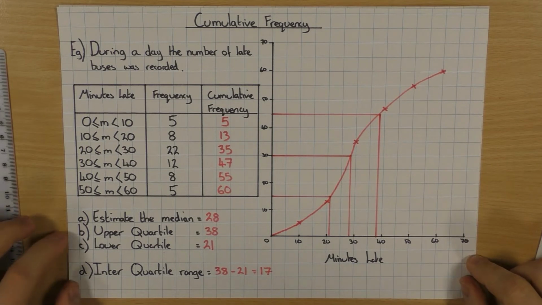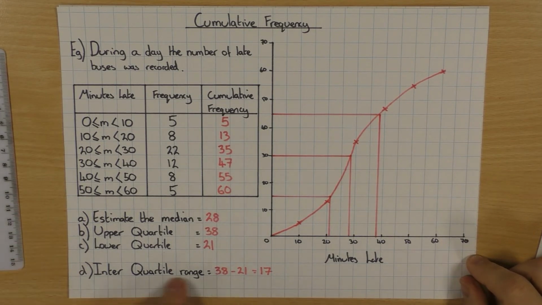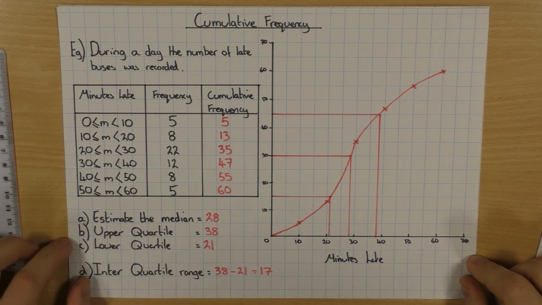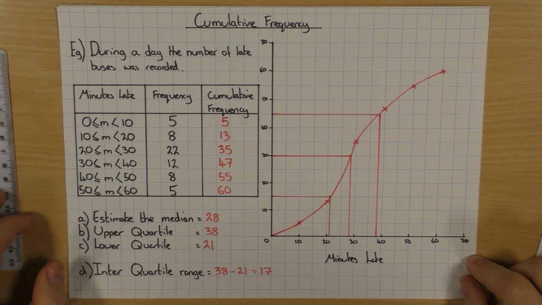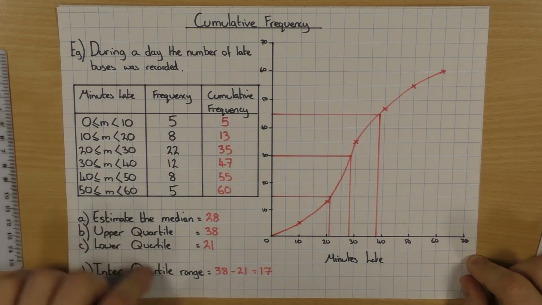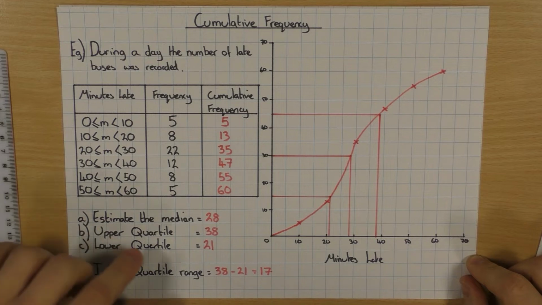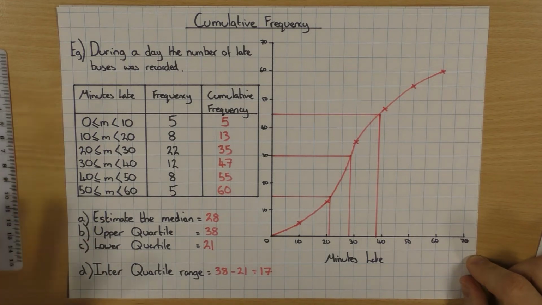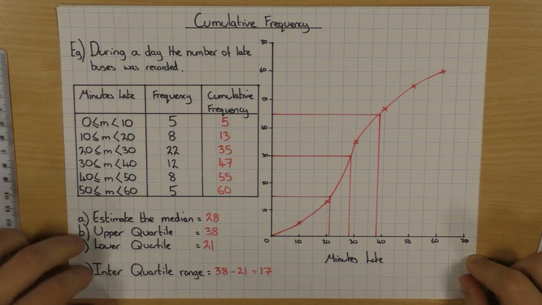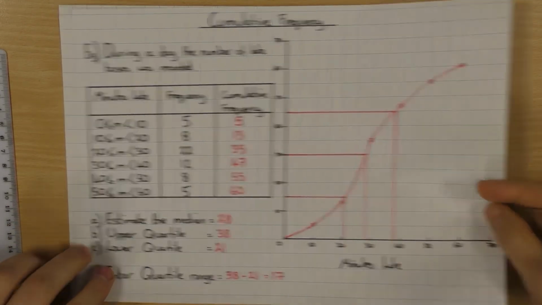So that's a very basic cumulative frequency. You might be asked, once you've found this information out, to draw a box plot. I'm not going to do box plots in this video, I'll do it in a separate one, but just so you're aware that these questions, cumulative frequency and box plots, are usually linked. So I'll do a box plot video soon. So that's one example. Let's have a look at another one.